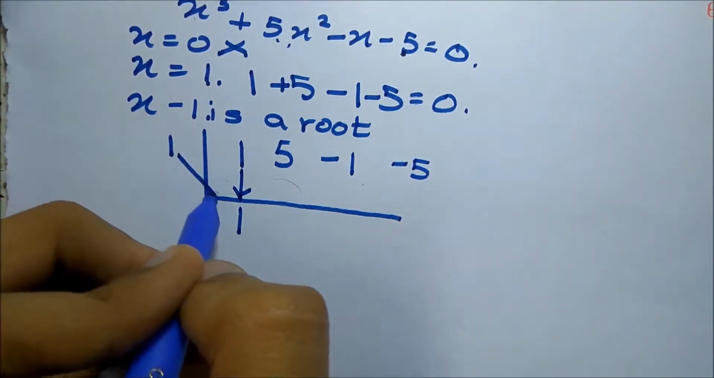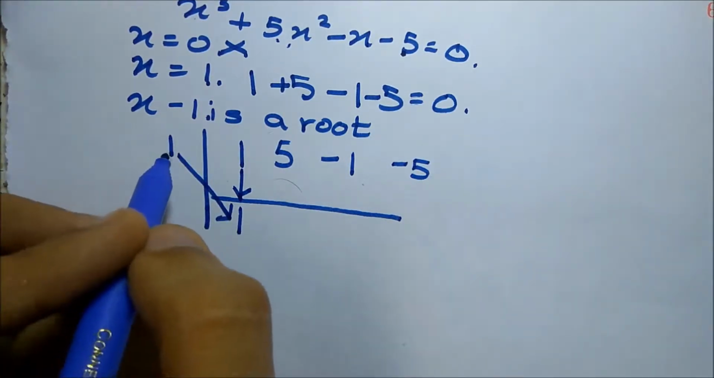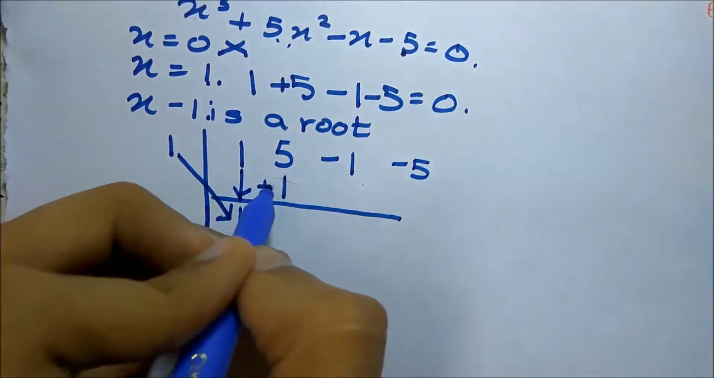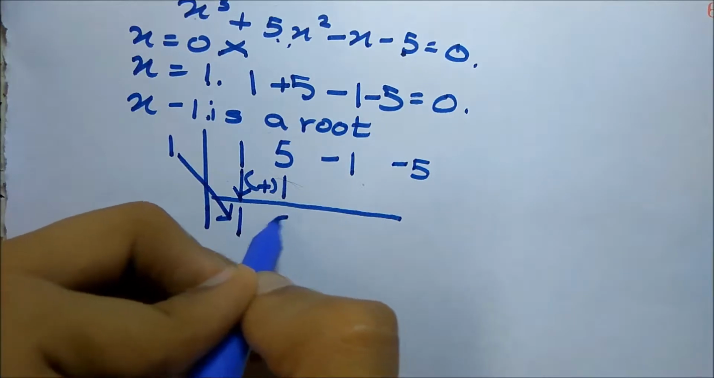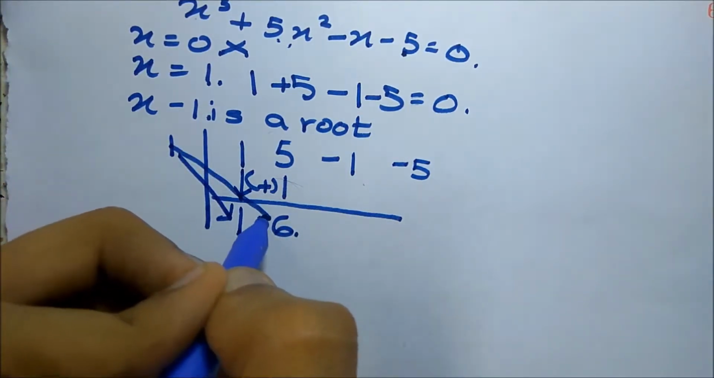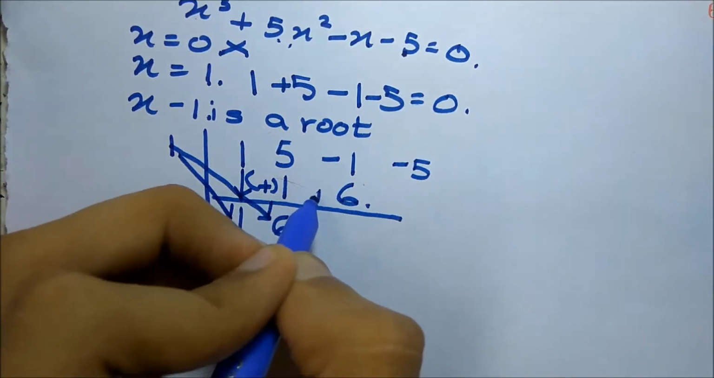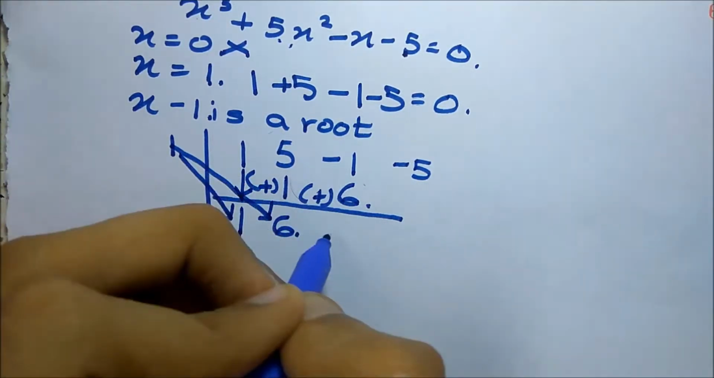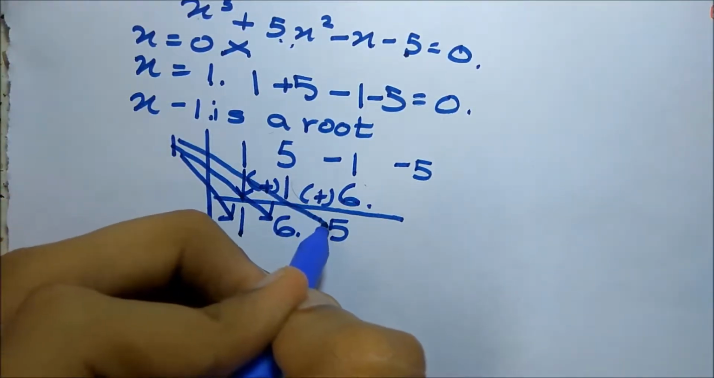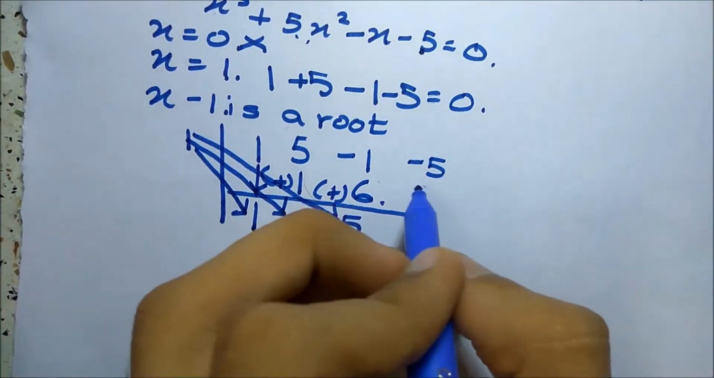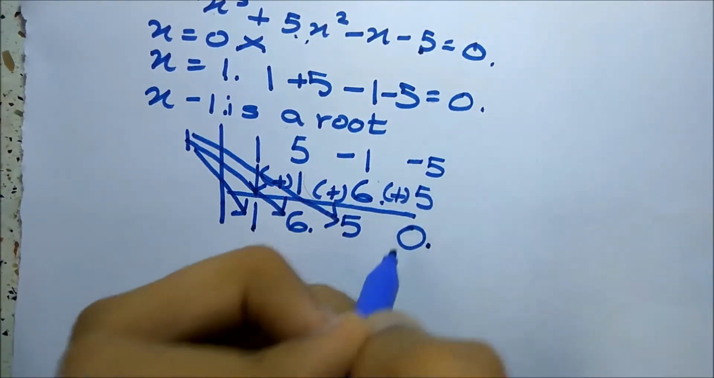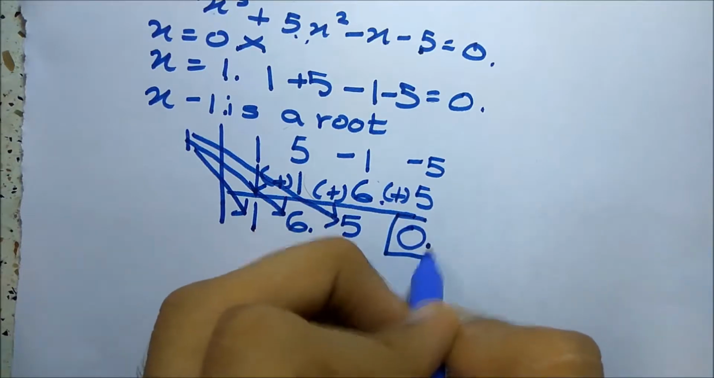Now I will multiply 1 with this 1. So 1 into 1 is 1, and I will add: 5 plus 1 is 6. Now the same way, 1 times 6 will give me 6, and if I add this, minus 1 plus 6 is 5. Now if I multiply 1 times 5 I will get 5, and if I add this I will get 0.